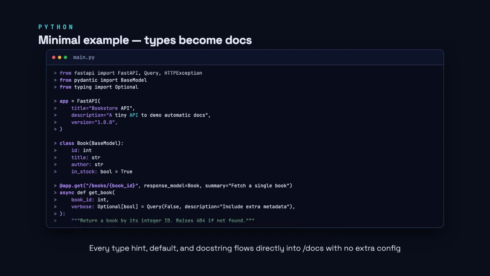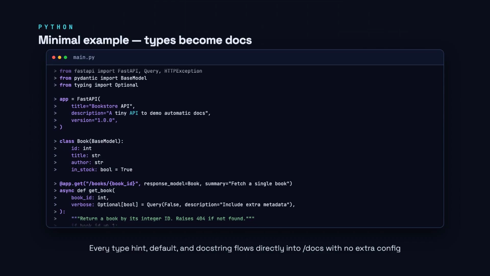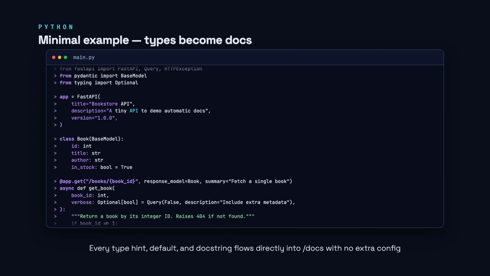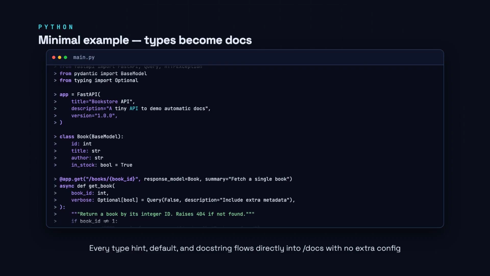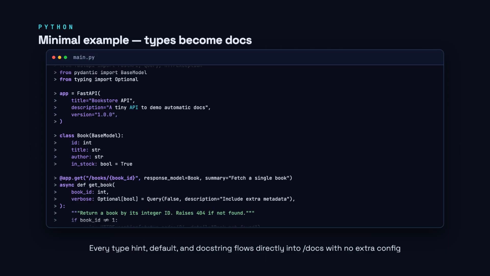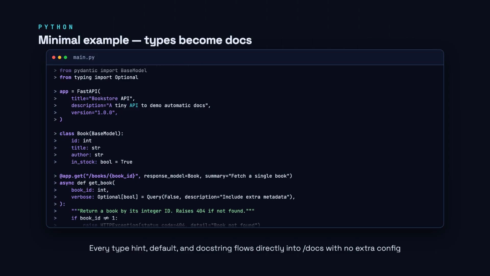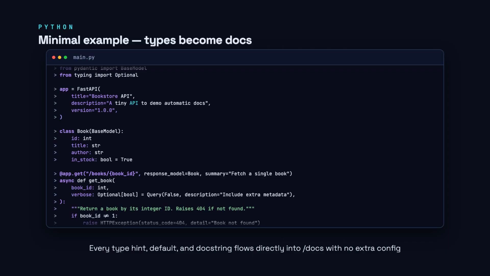Let us walk through this top to bottom. We pass title, description, and version into the FastAPI constructor. These appear as the header of the generated docs page. The Book Pydantic model declares 4 fields with Python types. FastAPI reads those types and describes the response shape in the schema. The @app.get decorator registers the route. response_model=Book tells FastAPI what the successful response looks like and adds it to the schema.